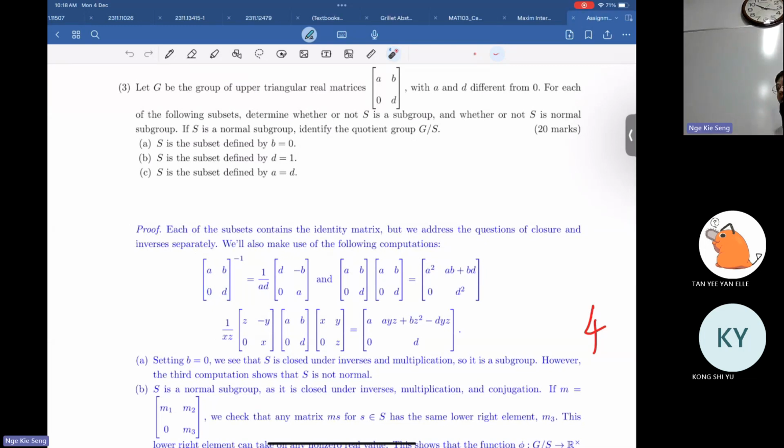Okay, because you need to figure out what's the quotient group. Okay. Quite a few of you managed to stop at finding the coset. Okay, coset representatives, which is good, but you don't really explain why these are the cosets. Okay, so I took off some marks there.